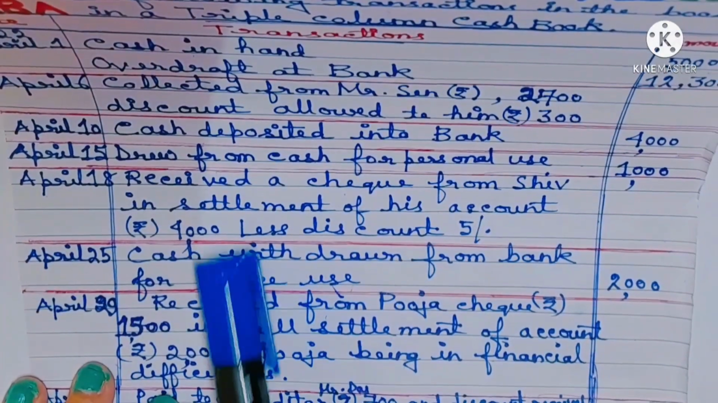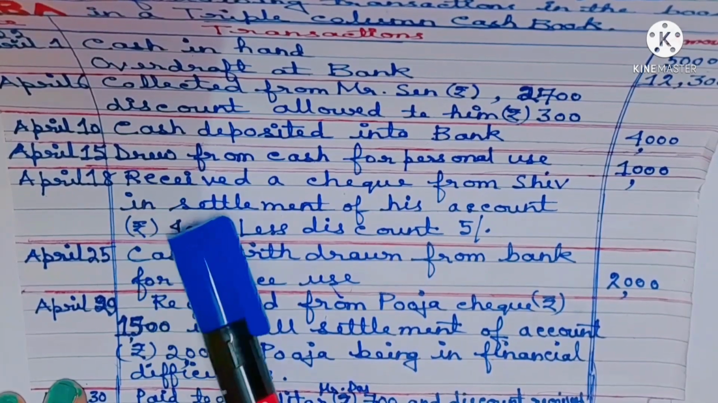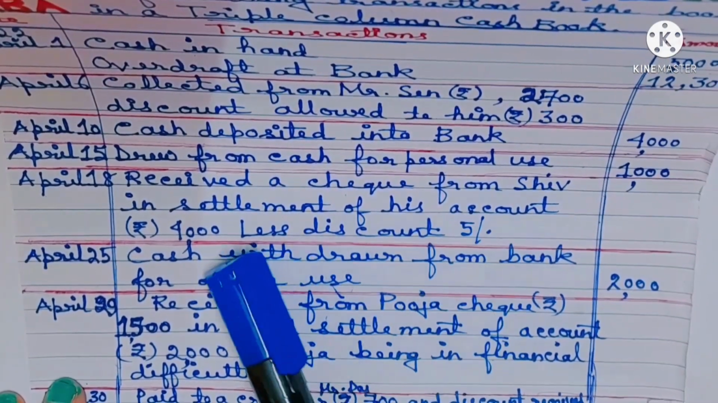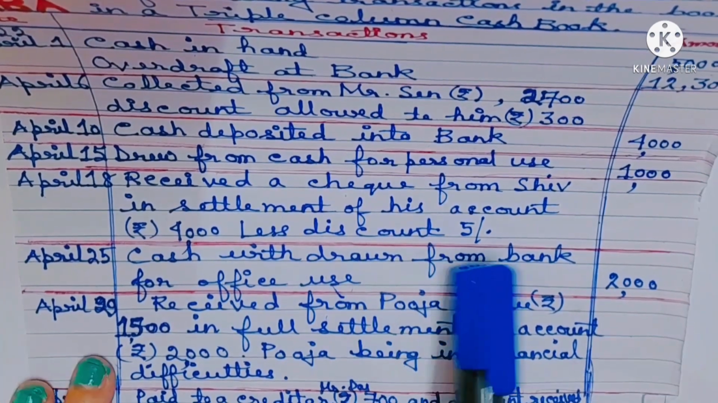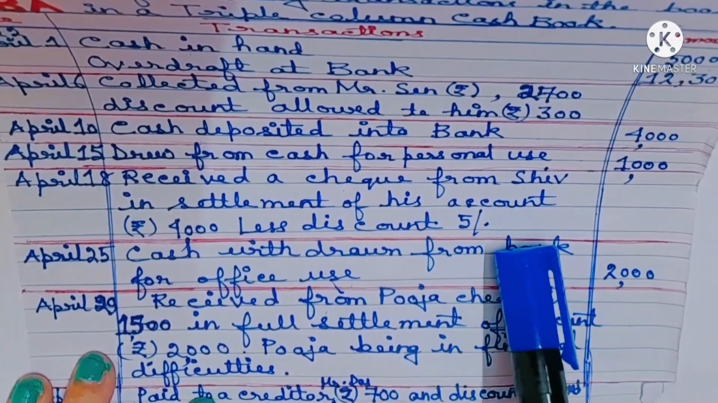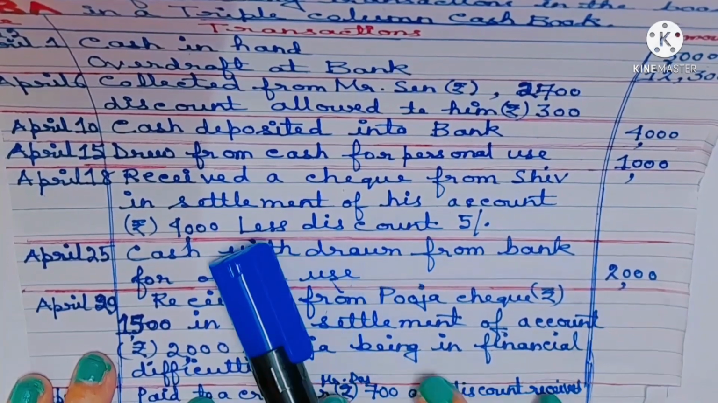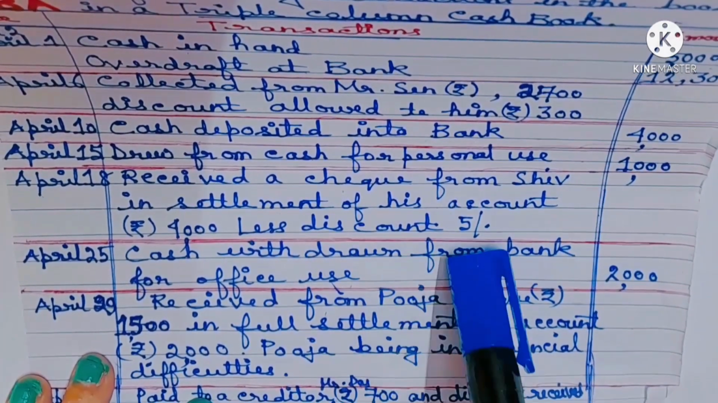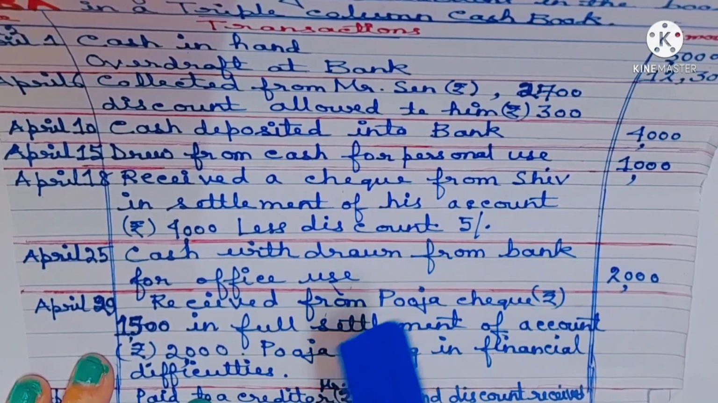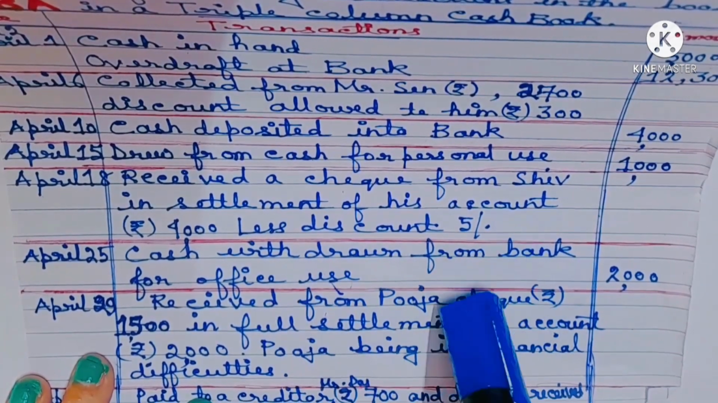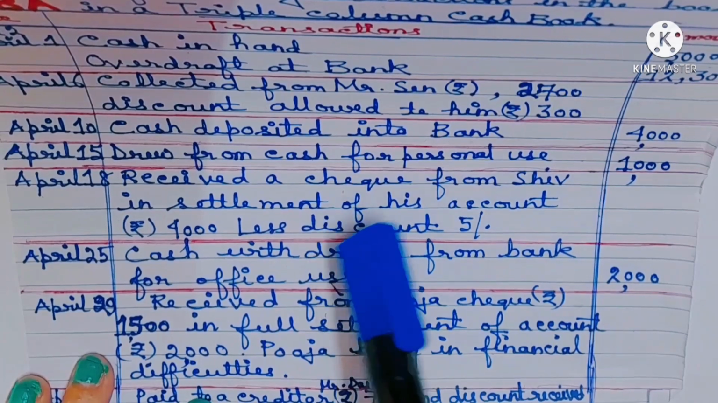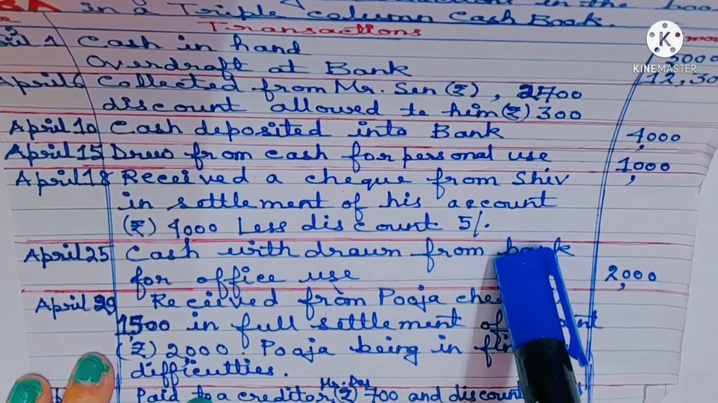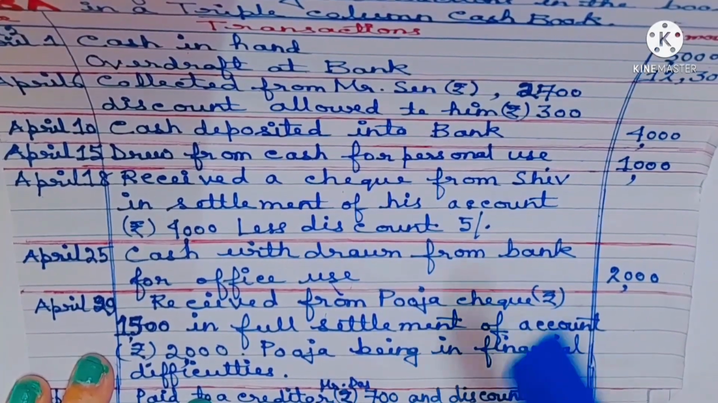The next transaction is on 18th April, received a check from Shiv in settlement of his account, rupees 4000 less, discount 5%. So, what will be the discount amount? 4000 into 5 by 100, that will give you 200. So, the discount amount will be 200. How? 4000 into 5 by 100, that will give you rupees 200. Received a check from Shiv, how much? 4000 minus 200, 3800.